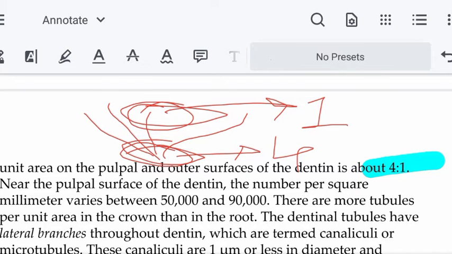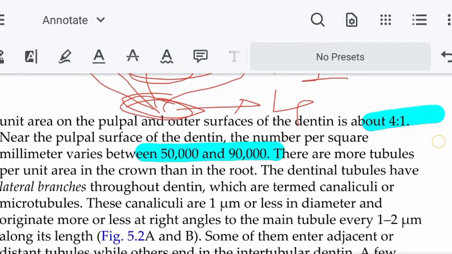Then near the pulpal surface of dentin, the number of tubules per square millimeter varies between 50,000 and 90,000. So this is the number of dentinal tubules. There are more tubules per unit area in the crown than in the root. So in the crown there are more tubules per unit area than in the root.